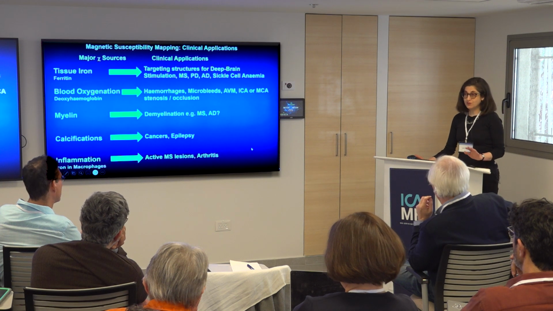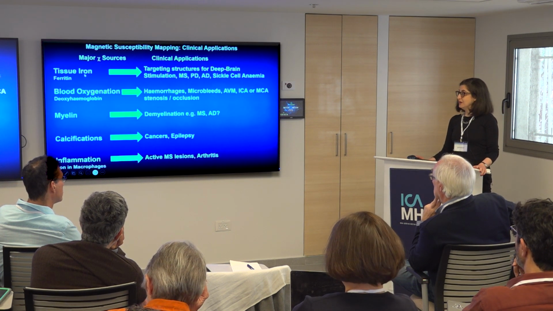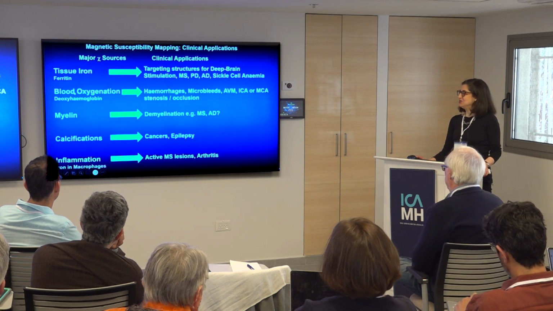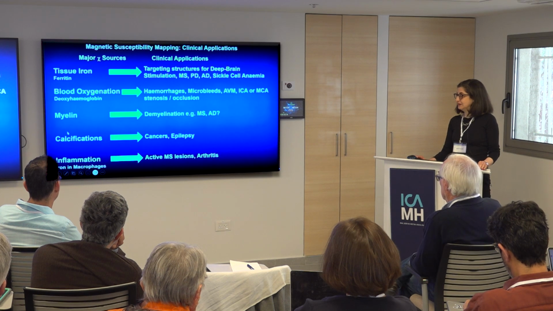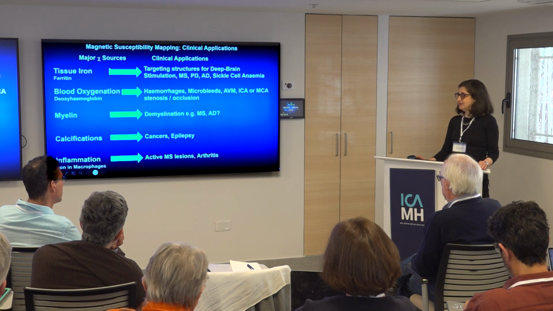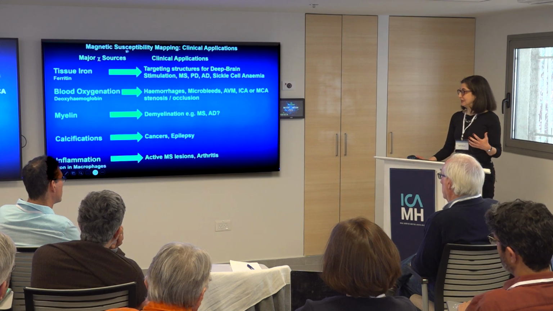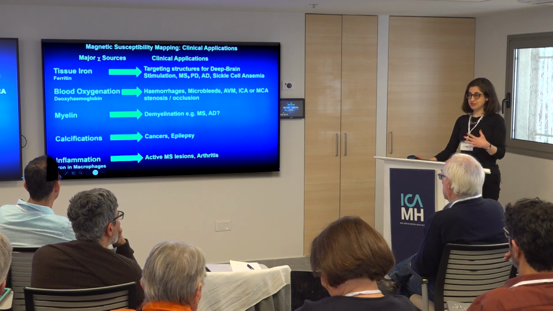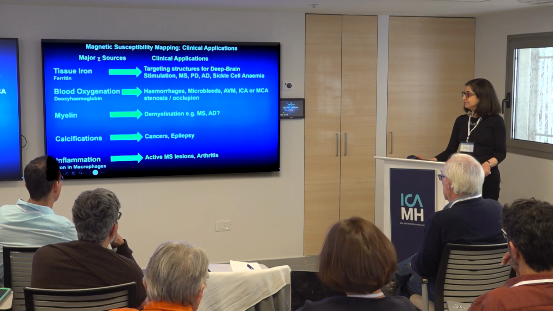So as I mentioned, we've got lots of different sources that contribute to the magnetic susceptibility, from ferritin, which is the one that we're probably most interested in, to deoxyhemoglobin, which is very strongly paramagnetic, myelin, calcifications, inflammation. And this leads QSM to having many different clinical applications, from targeting structures for DBS, looking at MS, Parkinson's, Alzheimer's. I'll show some work we've done in sickle cell anemia.